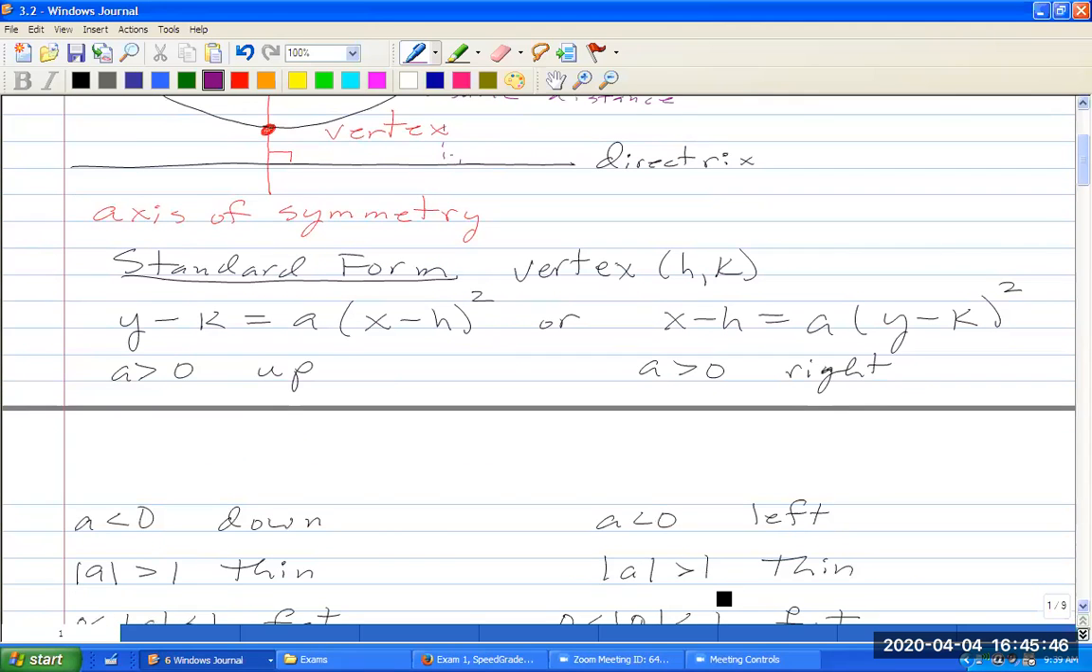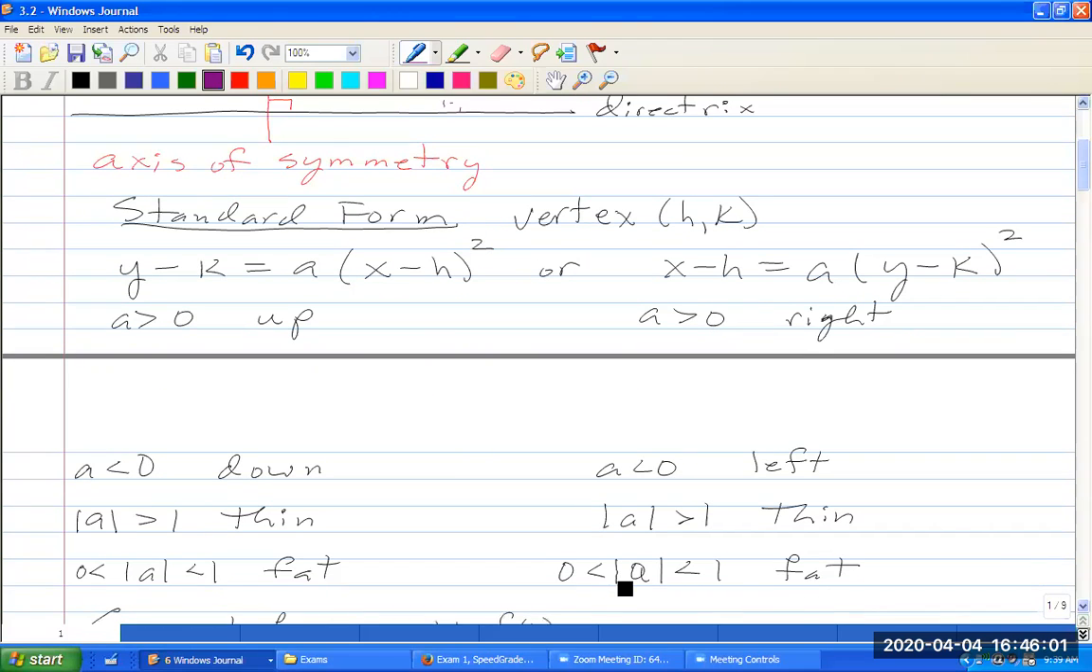If a in absolute value is greater than 1, just like in the previous case, it will be a thin parabola, thinner than the graph of y equals x squared. If a in absolute value is between 0 and 1, it will be fat, fatter than the graph of y equals x squared.